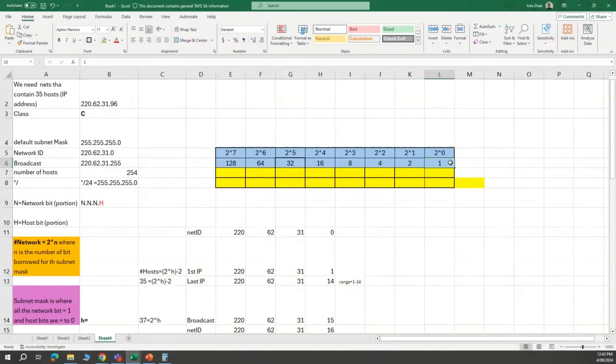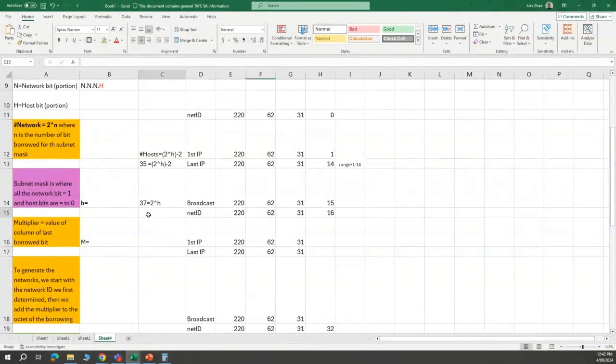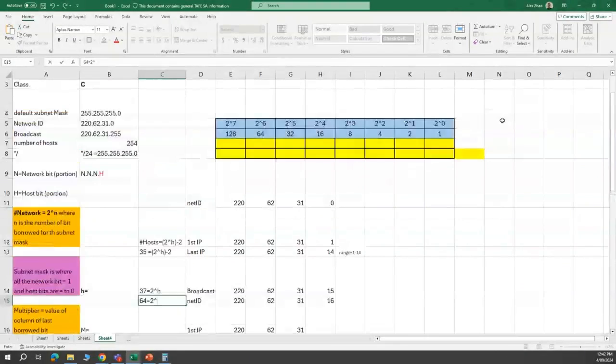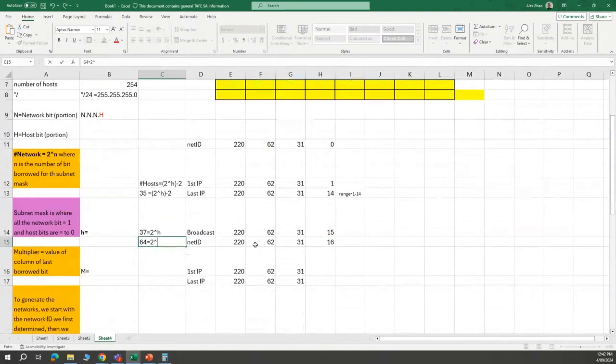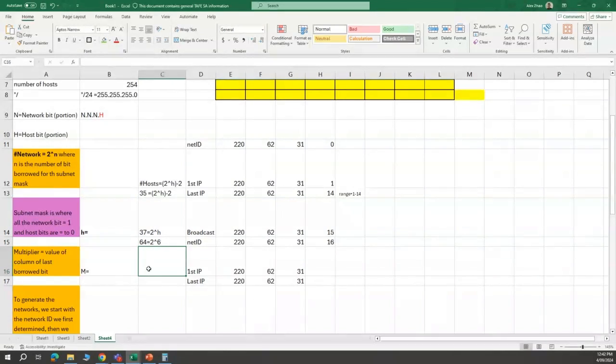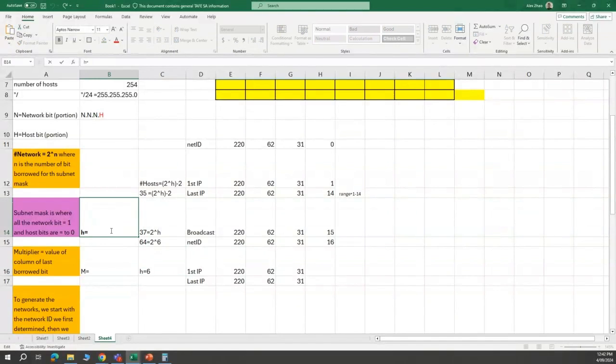So if we look across here, it's again like buying boxes of ice cream where we need 37 kids now, but they only come in these packs. So we need to go to here, don't we? So really, this becomes 64 equals 2 to the power of, what is 64? 6. And h is equal to 6, because that's in that same position again. So h is equal to 6.